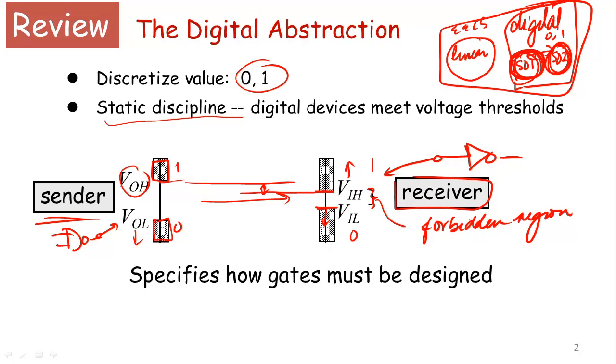So then again, the outputs satisfy output voltage thresholds, and inputs would have to satisfy the input voltage thresholds. So these thresholds really are a specification on how we must design our digital gates.